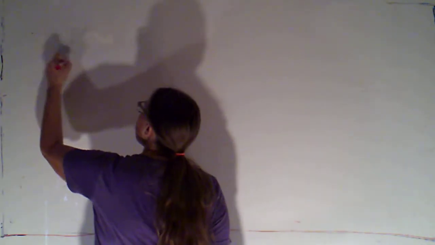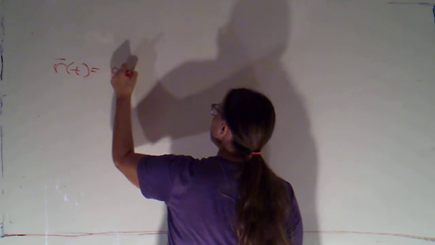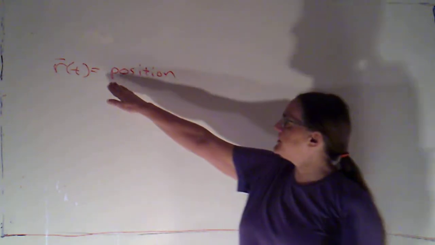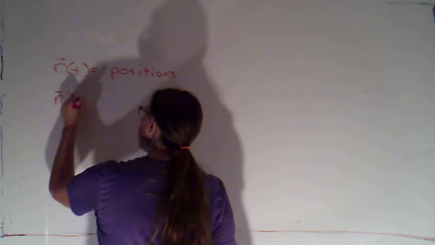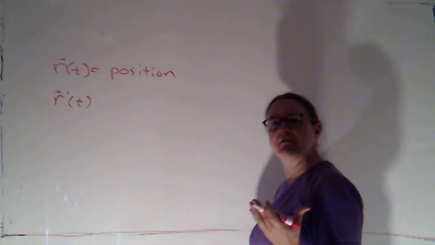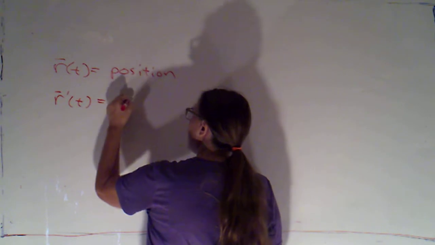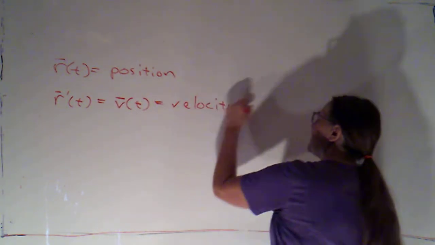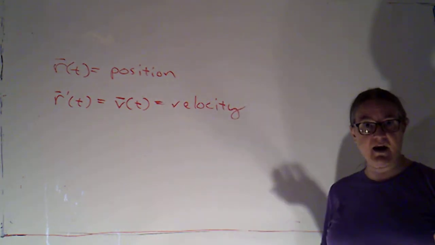If I were to let r of t be my position function, so I've got some particle that's moving through space, r of t is describing the position as a function of time. Well then, r prime of t, I know what the derivative of position is supposed to be. It's supposed to be velocity. So I might even call it v of t. That would give me my velocity. Now that's a vector. It has magnitude and direction.